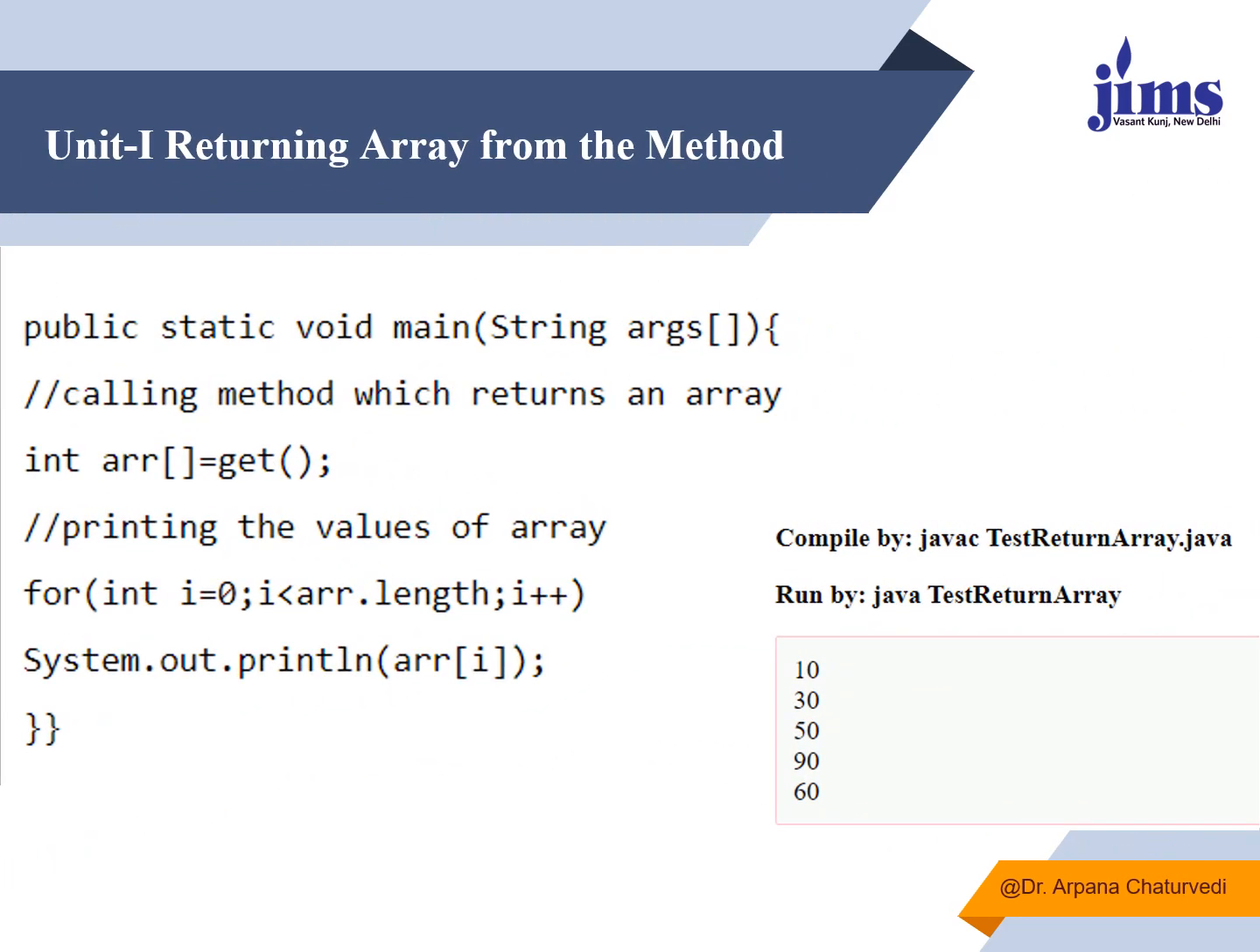Here in the main function, we are calling this get function. The get function returns a value, and that return value I am storing in another array. Now I am running this for loop from 0 to the array length and displaying each and every value. So I am seeing that the reverse of the previous values is being displayed.